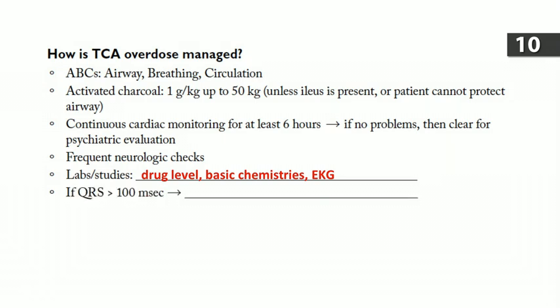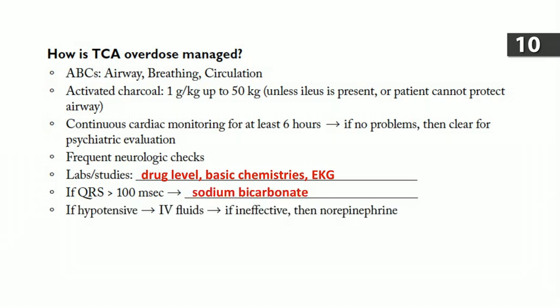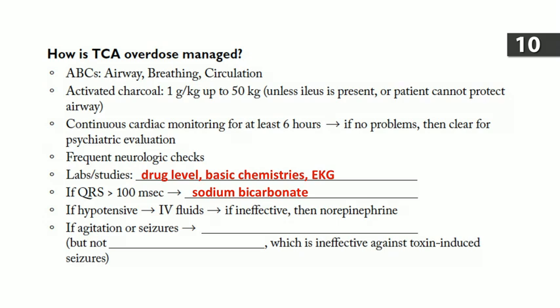If the QRS interval is prolonged and greater than 100 milliseconds, you give a bolus of sodium bicarbonate. If the patient's hypotensive, you're going to give IV fluids, and if that's not enough, you can give norepinephrine. Then the last bullet, if the patient's agitated or having seizures, you want to give them benzodiazepines. But do not give phenytoin for a toxin-induced seizure, because phenytoin is not going to be effective. So benzodiazepines are going to be used for seizures with tricyclic overdose.